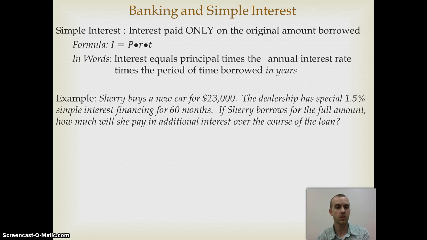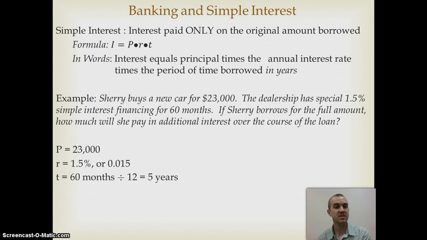So we look at what we know. We know the principal that she's starting with is $23,000. She knows that she has an interest rate of 1.5%, or 0.015, and you want to change it to the decimal value to be able to solve these problems. And then time is 60 months, but again, we're dealing within years. So 60 divided by 12 is 5 years.